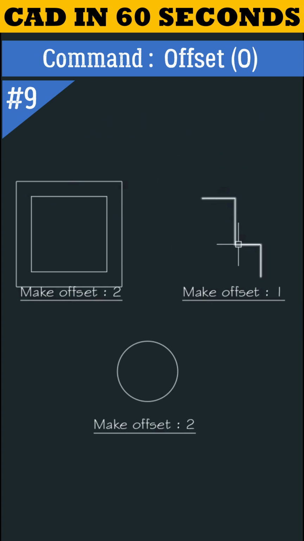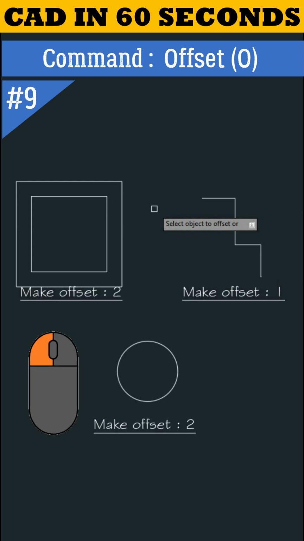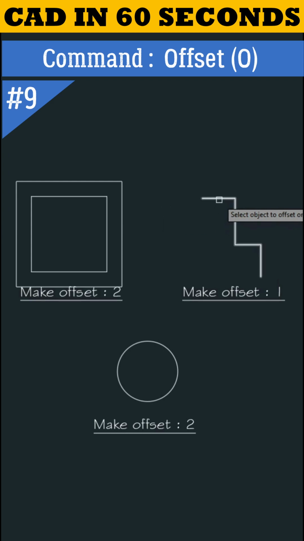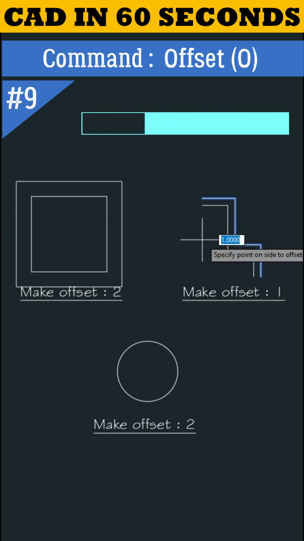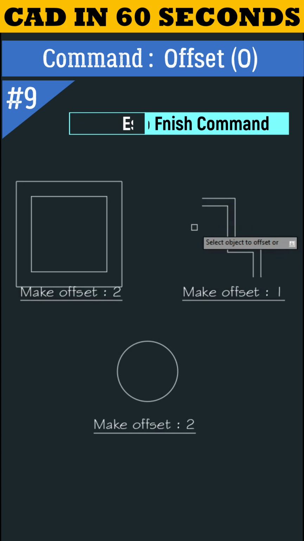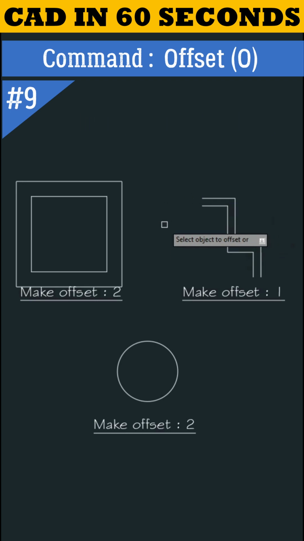Let's make a copy of this object at a distance of 1. Type the offset command, press enter. Let's specify the distance. Type 1, press enter. Now select the existing line. Click here for the copy. Now press escape to finish the command.